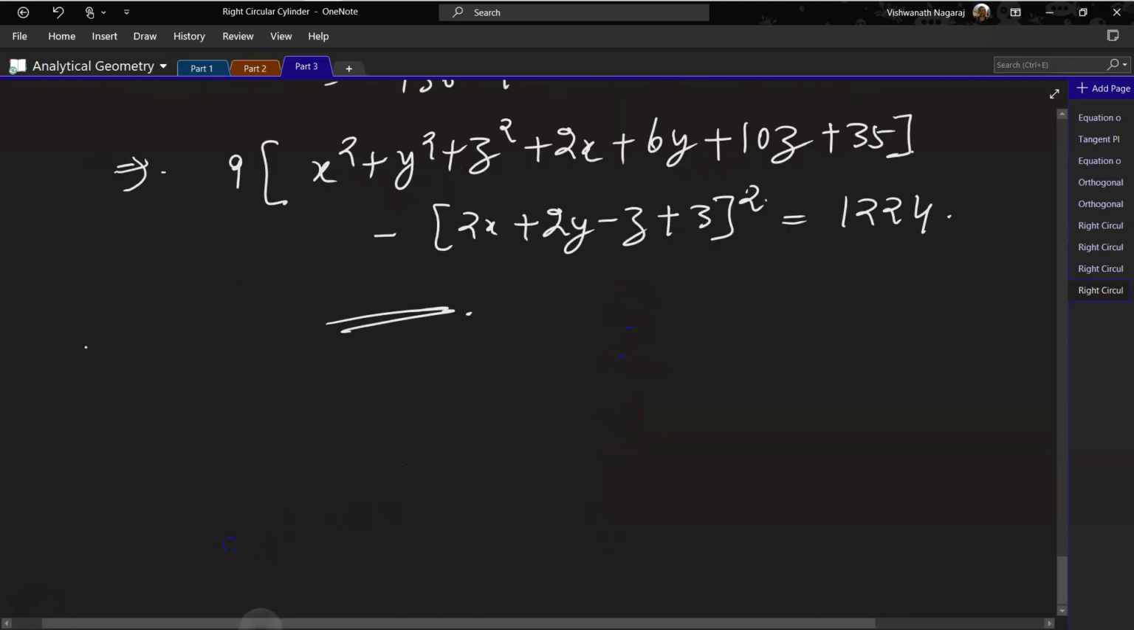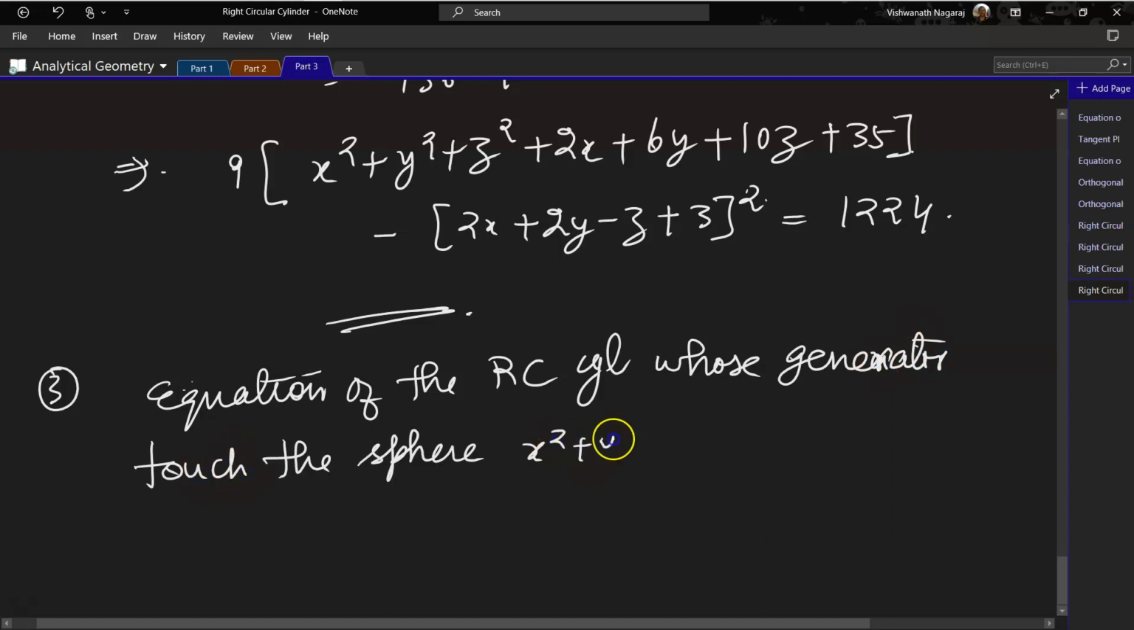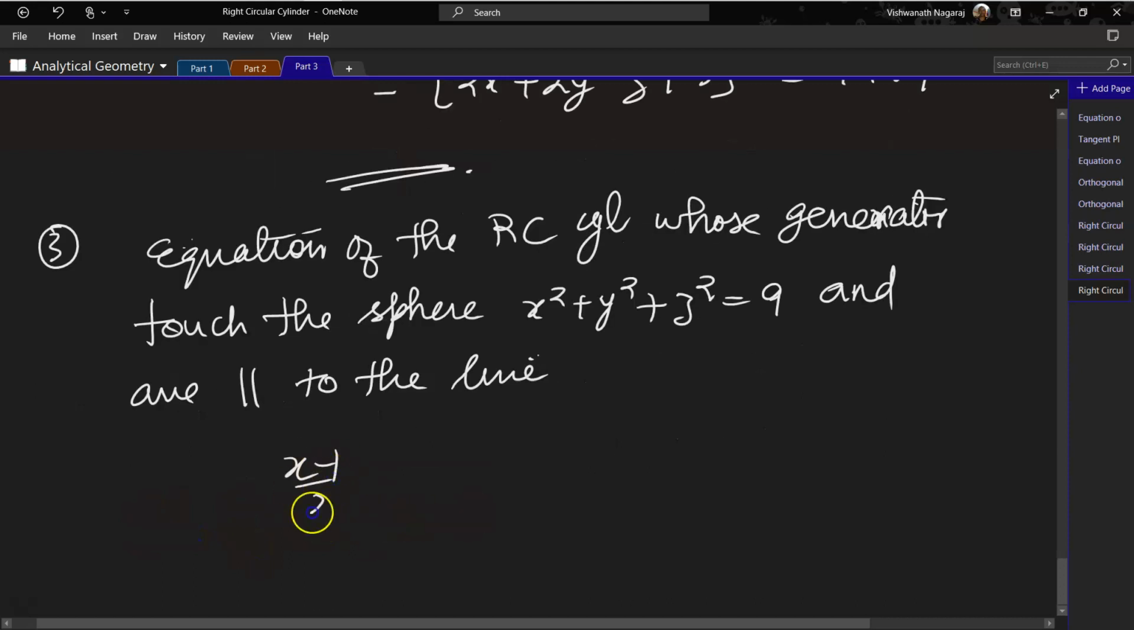Okay, now let's do the third problem. Now here we have to find the equation of a right circular cylinder whose generators touch the sphere x square plus y square plus z square is equal to 9 and are parallel to the line (x minus 1) by 2 is equal to (y plus 3) by minus 1 is equal to (z minus 3) by 5.